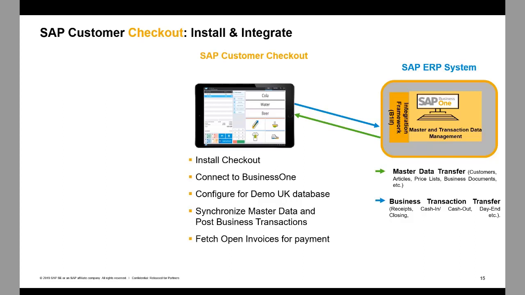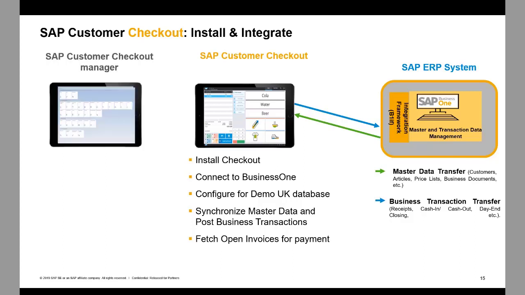Next, I will fetch open invoices from Business One and pay them in SAP Customer Checkout. Then we will continue with the second component of Customer Checkout, which is SAP Customer Checkout Manager. For Customer Checkout Manager, you need a web server. So I will start with installing Apache Tomcat as the web server. Then I will install Customer Checkout Manager and I will configure SAP Customer Checkout Manager.